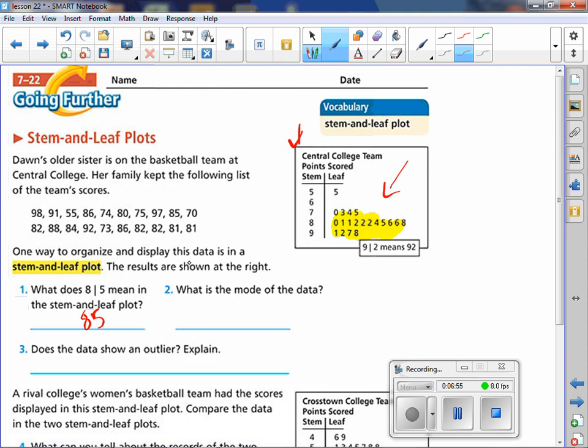So then we're going to find the mode of the data. That's the number that happens the most often. If you notice in the 8, it has the most data, and there's the most of 82 because there's 3 82s. So 82. Does the data show an outlier? Yes. Remember, the outlier would be 55. It's really far away from all the rest of this data clump that's highlighted yellow. Okay, so that's a huge outlier.